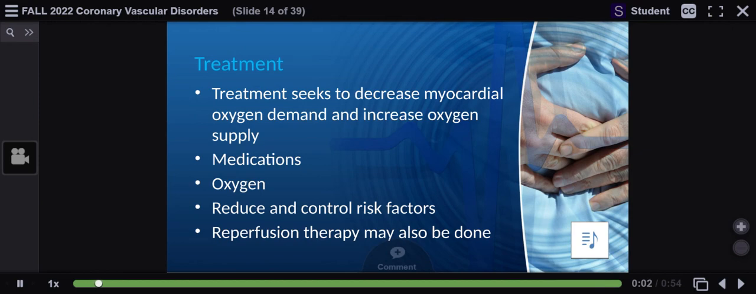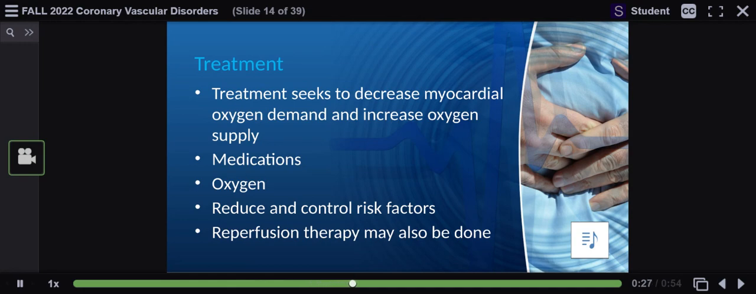Now, the objectives of the medical management of angina are to decrease the oxygen demand of the myocardium and to increase the oxygen supply. Medically, these objectives are met through pharmacologic treatment or therapy, and they want to control risk factors.